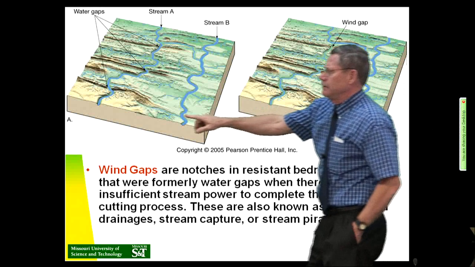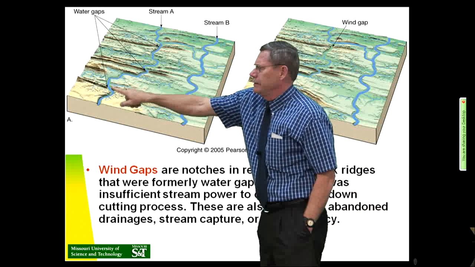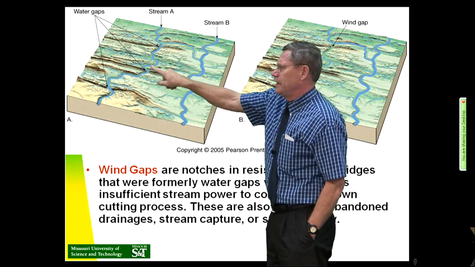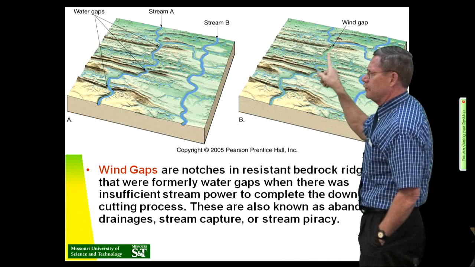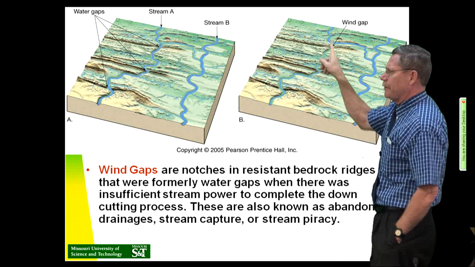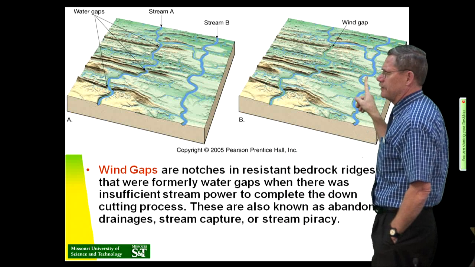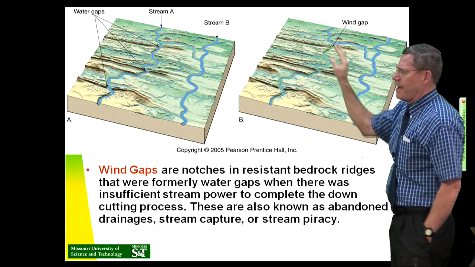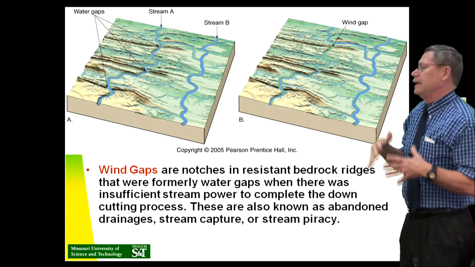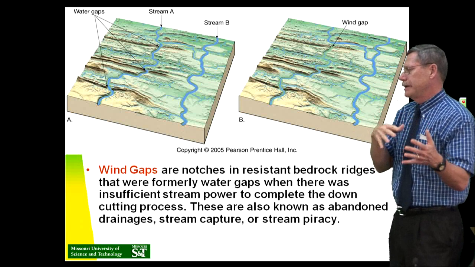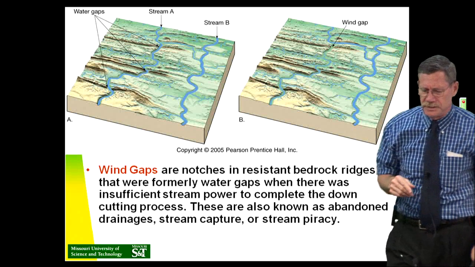So see here, you have a water gap here, water gap here, but when you got up here, this water gap later got stolen away through piracy, and that becomes a wind gap, and the river turns and goes another direction. So actually these things have been mapped out pretty well all through Pennsylvania, Tennessee, the Carolinas, and the two Virginias.